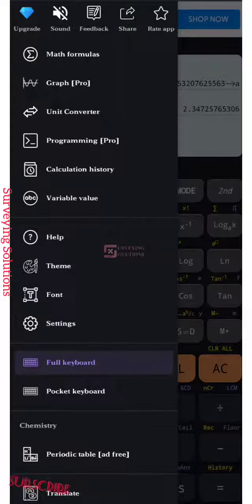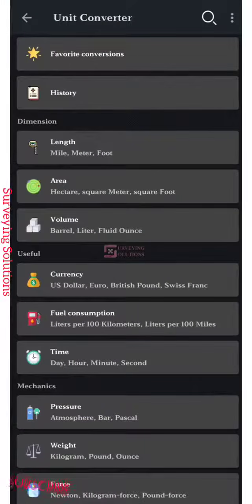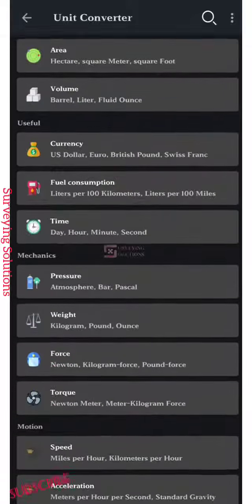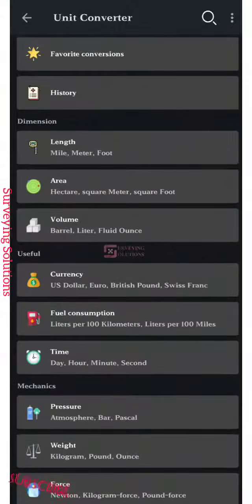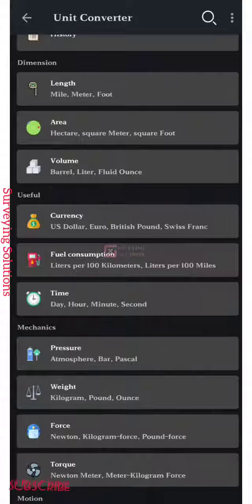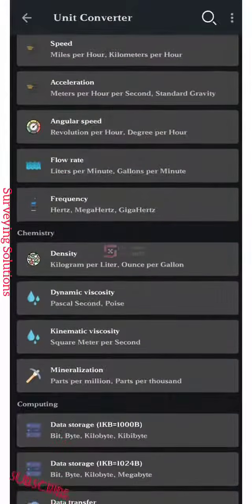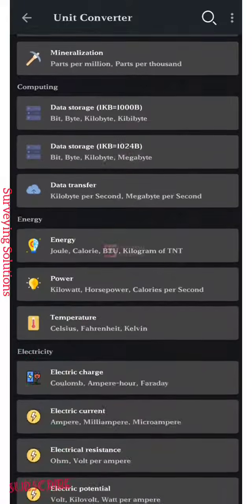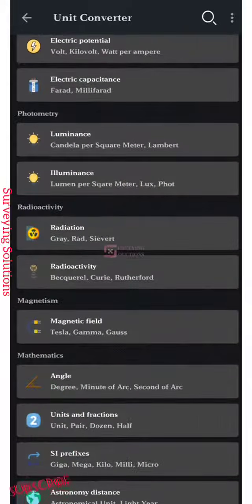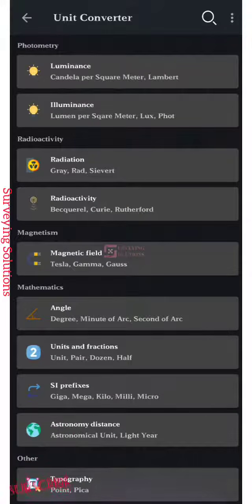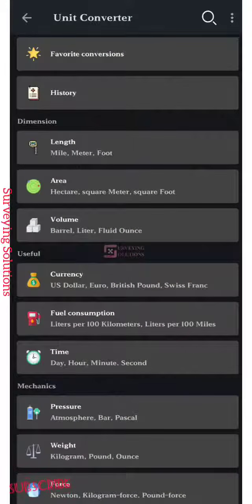The unit converter. Now under unit converter, you will see different units you want to convert. You can see dimension, currency, fuel consumption, mechanics, motion, chemistry, computing, energy, electricity, and the rest of that. Photometry, radioactivity, magnetism, mathematics. And so now let's just look at a few of them.